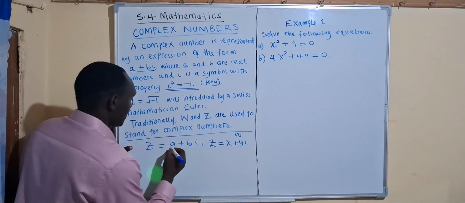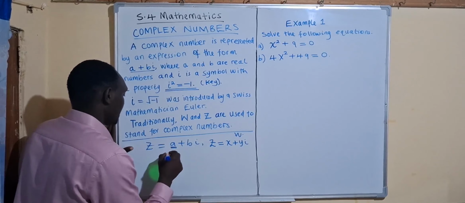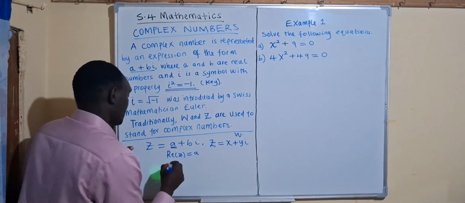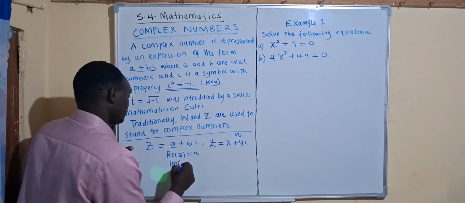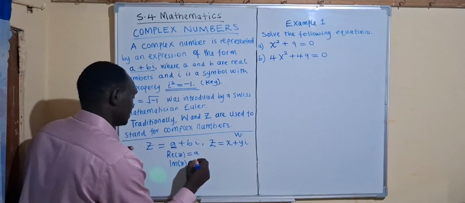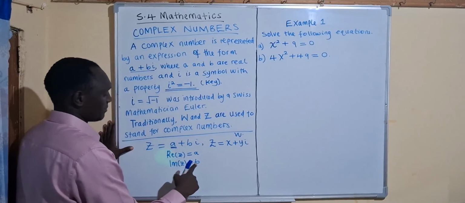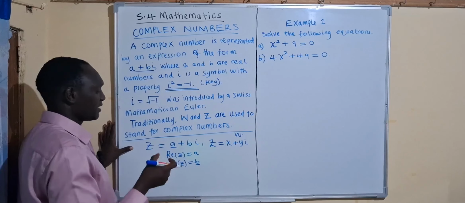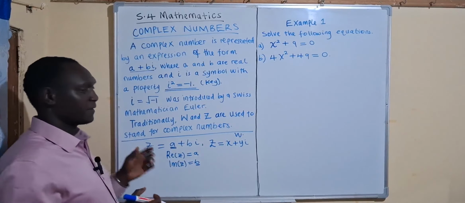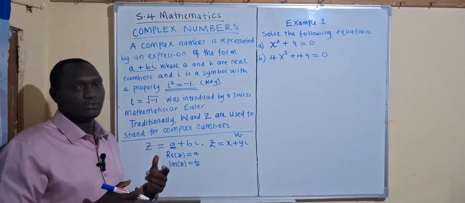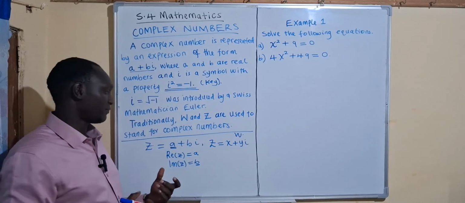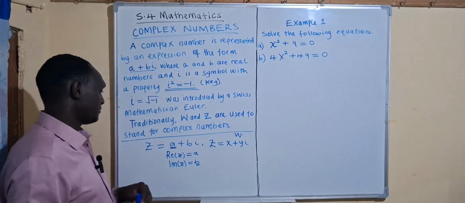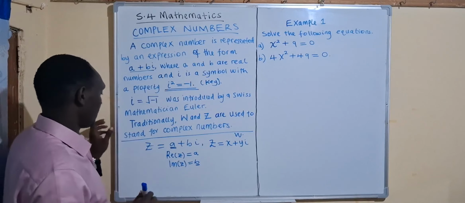This part, which does not contain i, is the real part of complex number Z. In this case, it is a. And the imaginary part of the complex number Z is b. Both a and b are real numbers, but b goes with the imaginary part of the complex number. That means we are not in a position to get the square root of a negative number, so this property comes in to substitute and enables us to find it.